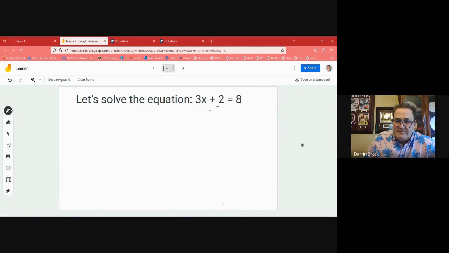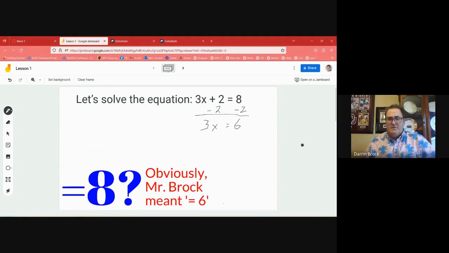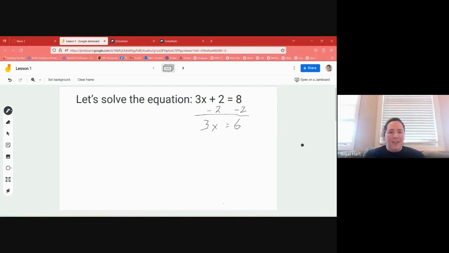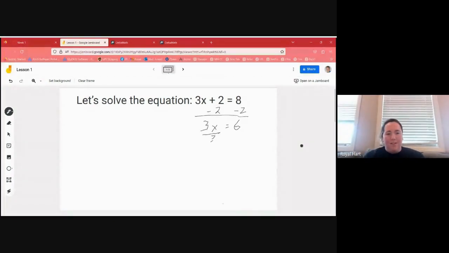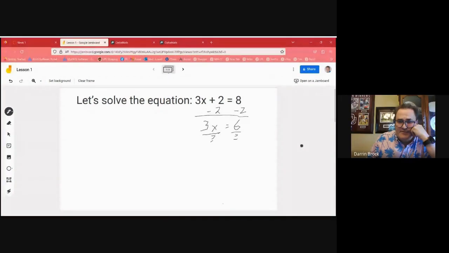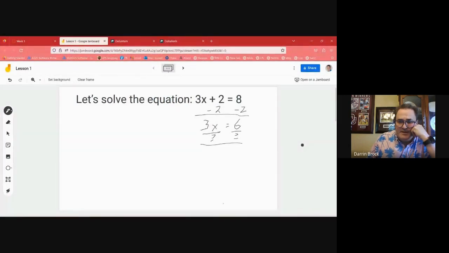All right, we're going to subtract 2 minus 2. So that gives us 3x = 6. Royal, what is the next step? The next step is you would divide both sides by 3, so we would just have an x equals equation. If we divide both sides by 3, 3 divided by 3 is 1, so it's just 1x. 6 divided by 3 is 2. We got our solution, x = 2.